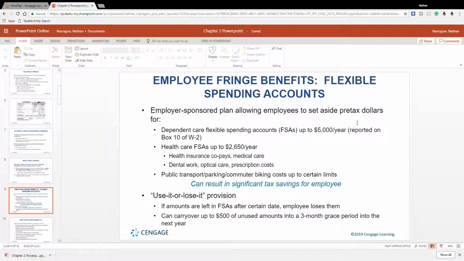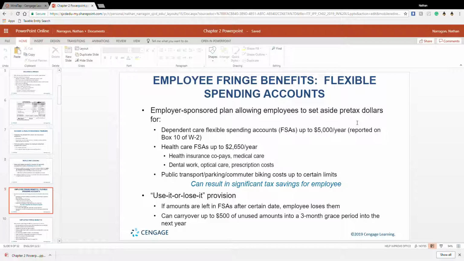Dependent care flexible spending accounts are basically only up to $5,000 a year. So with that, again, that can be used for your child care, the daycare that you actually have. If you have to have an in-home nurse while you're gone for a parent, it helps provide a little bit of that. And you'll see that again on box 10, just like our example before.